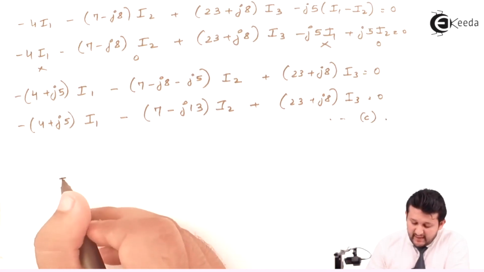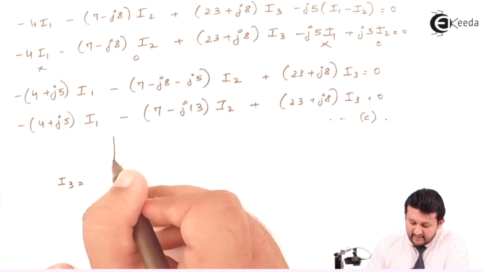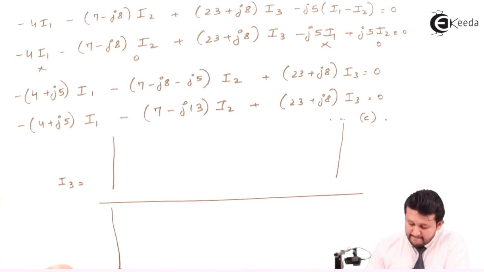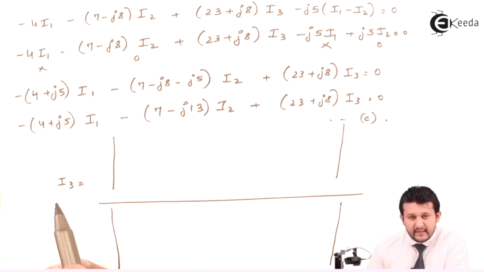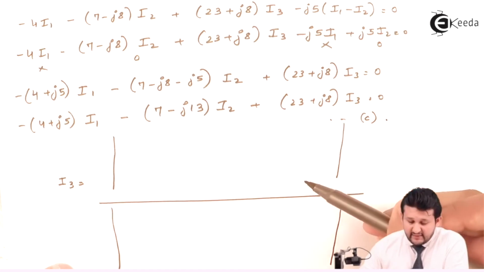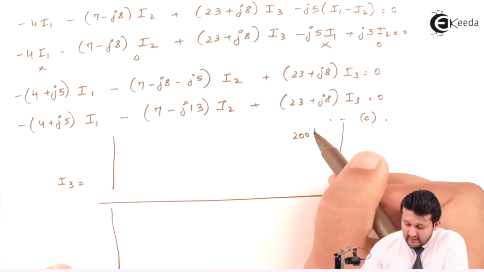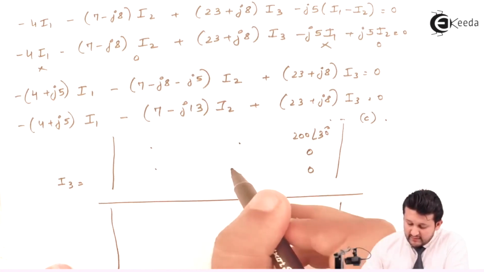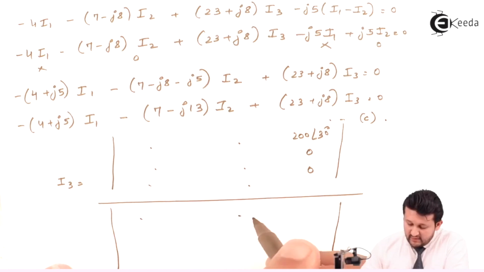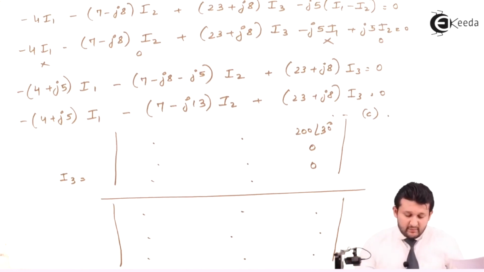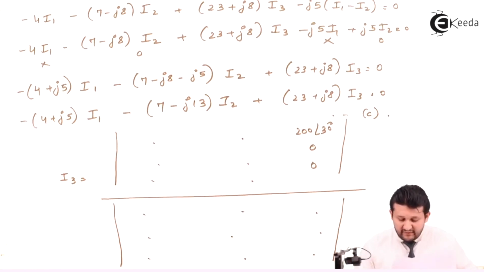So ultimately, I needed to find out I3. So my I3 will be now a 3 by 3 matrix. For I3, I just need to replace my I3 column by the RHS values. So the values will be 200, 30, 0, 0. Rest, all the values will be the coefficients of all the three equations. Put the values, this will be homework for you guys. Put all the values in place and simplify I3.